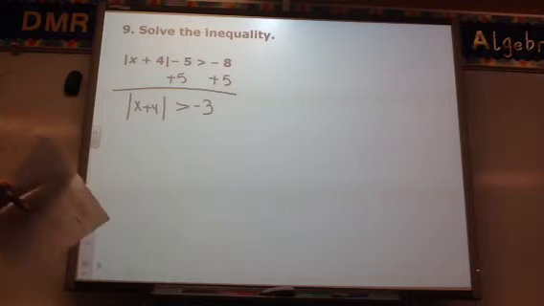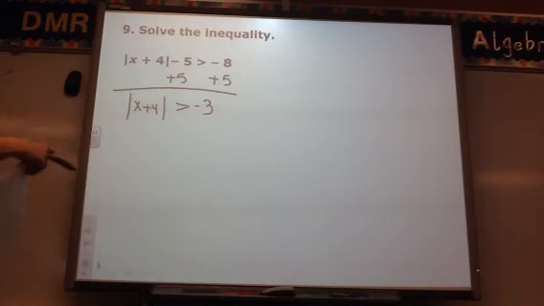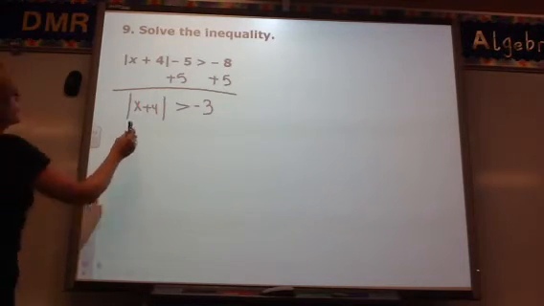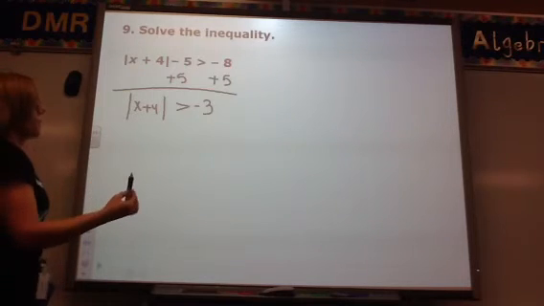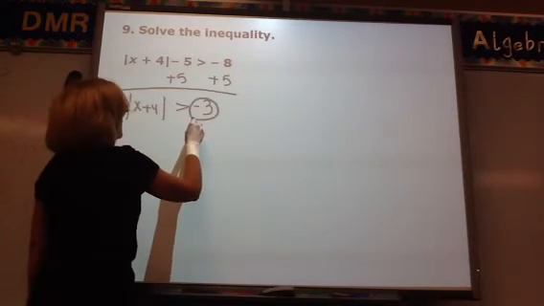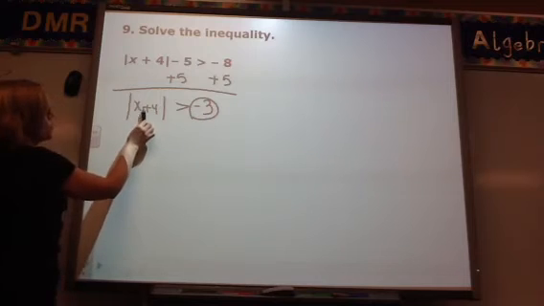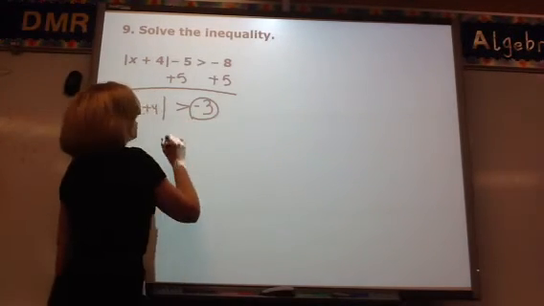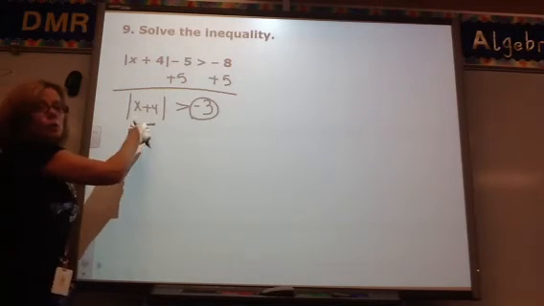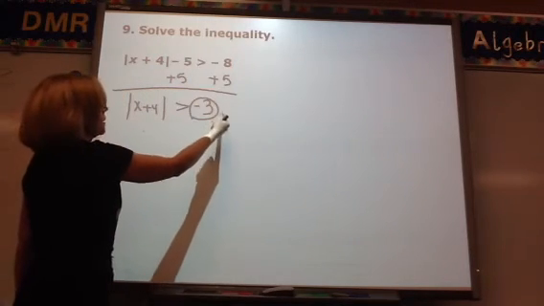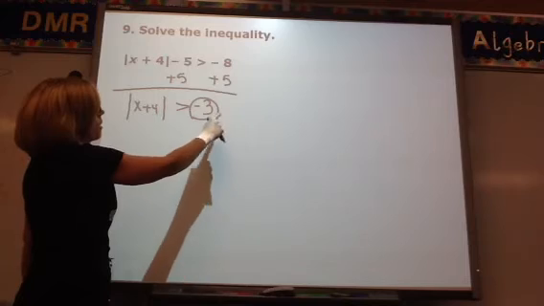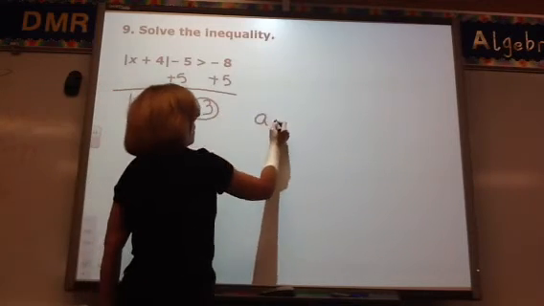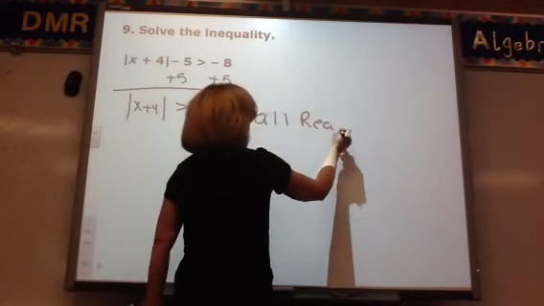Okay, so the absolute value is always what? Positive, right? Well, this is negative, so this is saying whatever you substitute in right here, it's going to be greater than -3. So when you isolate your absolute value, and on the left side or on the right side of that inequality, if you have a negative number, it's all real numbers.